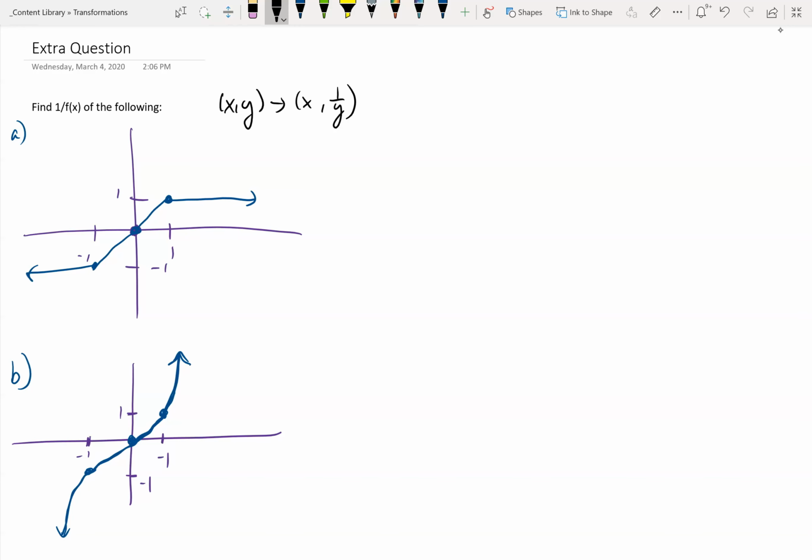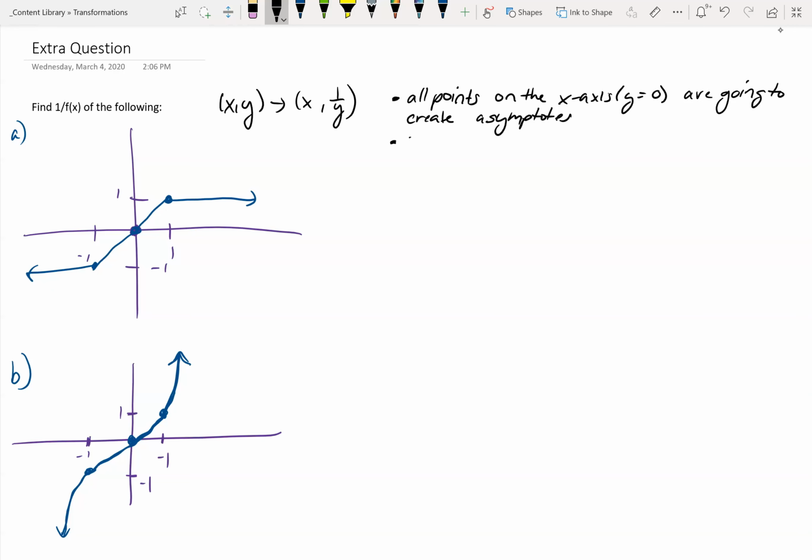So here are some tips that you should consider when you graph your 1 over f of x graph. All points on the x-axis, or in other words, your y value is equal to 0, are going to create asymptotes. And this should make sense because we can't divide by 0. So if y is 0, I'm going to do 1 over 0, and that is a problem. So you're going to create asymptotes there.